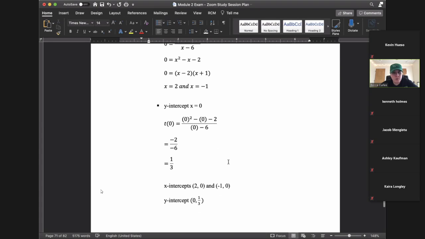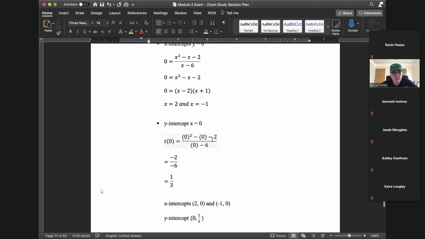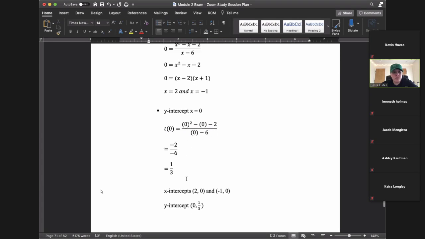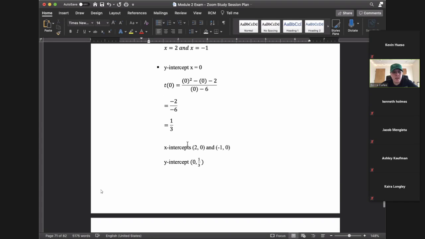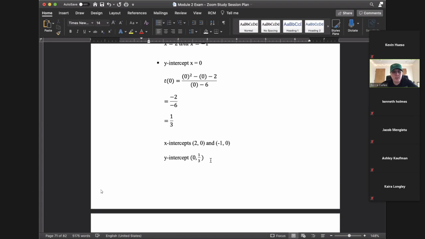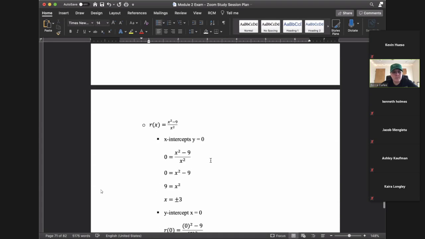For the y-intercept, we're going to set x equal to 0. So we're going to do t of 0. We're just going to plug in everywhere we see an x, we're going to put a 0 in there. So then we've got 0 squared minus 0 minus 2 over 0 minus 6. That's going to give us negative 2 over negative 6, which is positive 1/3. So we've got x-intercepts 2 comma 0 and negative 1 comma 0. And then our y-intercept is 0 comma 1/3.